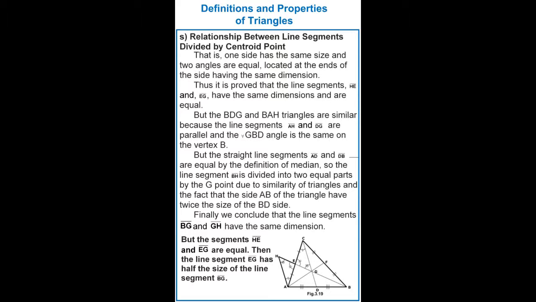But the straight line segments HE and EG are equal. Then the line segment EG has half the dimension of the line segment BG.